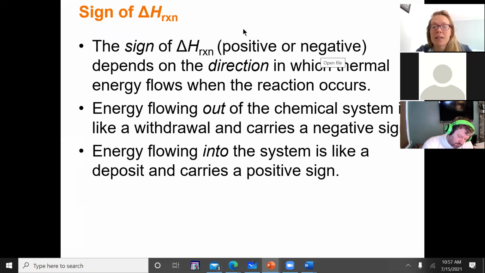The sign on the delta H is important, whether it's positive or negative. So a negative sign means that energy is flowing out of the system, or it's an exothermic reaction. If you see a negative sign, you know that it's releasing heat. If it's a positive sign, it's an endothermic reaction. It means energy is moving into the system.